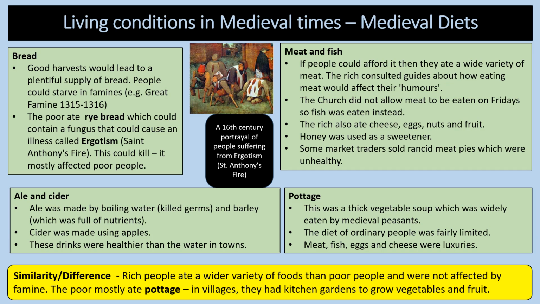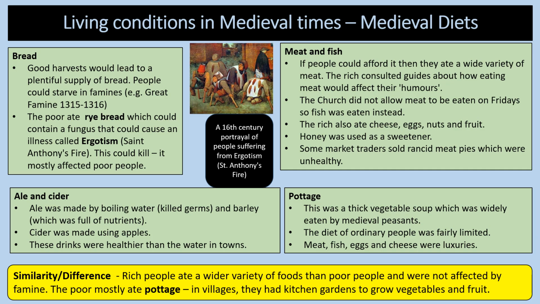In terms of meat and fish, if people could afford it, they ate a wide variety of meat. The rich consulted guides about how eating meat would affect their humours, which is this idea that the body contains different humours, fluids that can affect your health. The church did not allow meat to be eaten on Fridays, so fish was eaten on Fridays instead. The rich also ate cheese, eggs, nuts and fruit. Honey was used as a sweetener. Some market traders sold rancid meat pies, which were obviously extremely unhealthy. They tried to hide the bad meat within the pie.